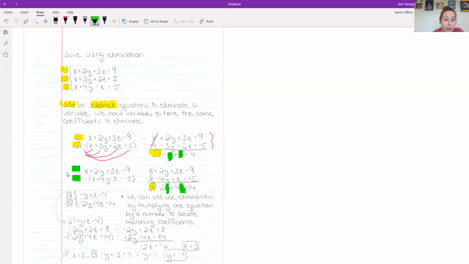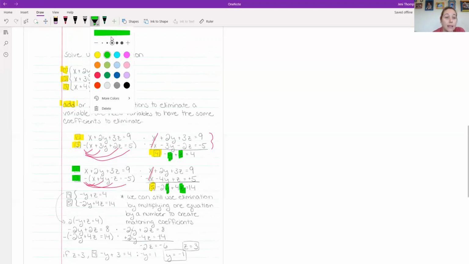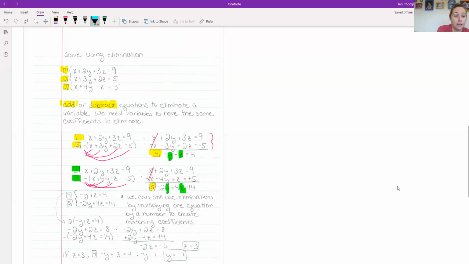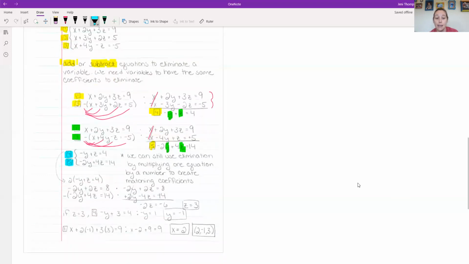So I'm subtracting equation 3 from equation 1. I distribute, remember, I distribute this minus sign to every single piece. So x minus x is 0. 2y minus 4y gives me negative 2y. 3z plus z, 4z, 9 plus 5, 14. So now I've got 2 equations, number 4 and number 5 here, that I can put into a system of equations with two equations. That'll allow me to solve for y and z.